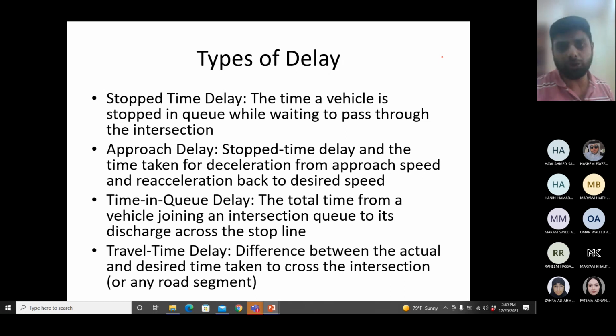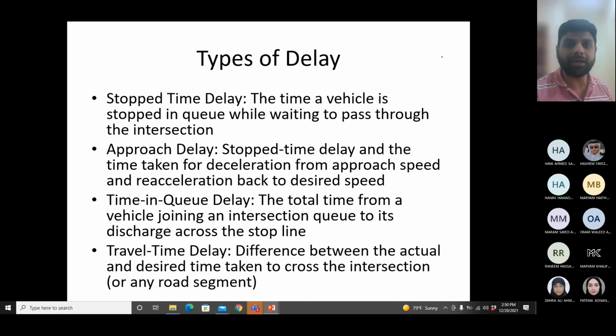The time when you were stopped. So when you came to the intersection, the amount of time for which you were stopped becomes your stop delay. Then we have approach delay.